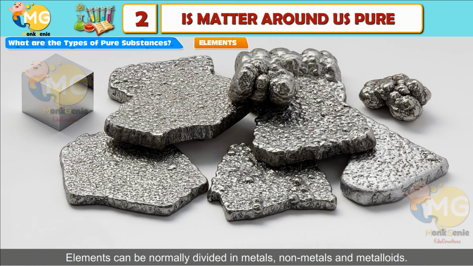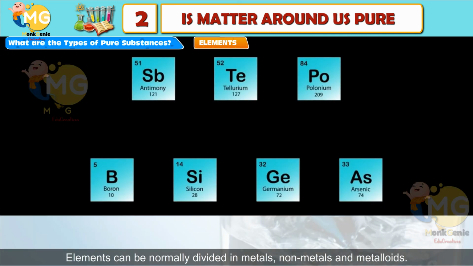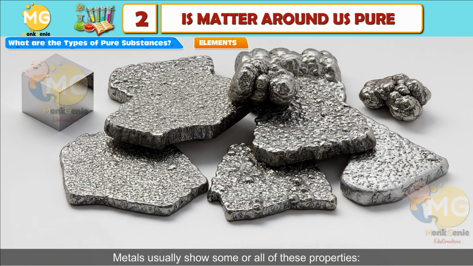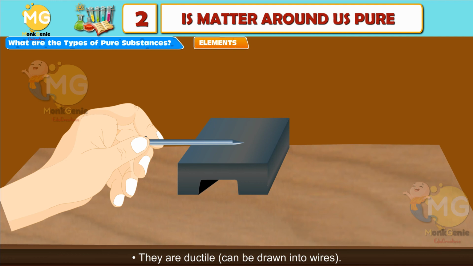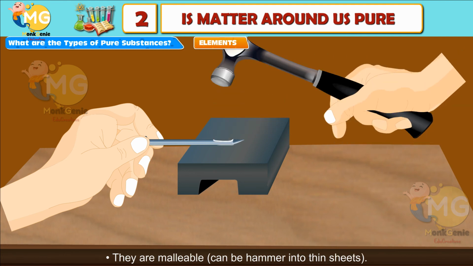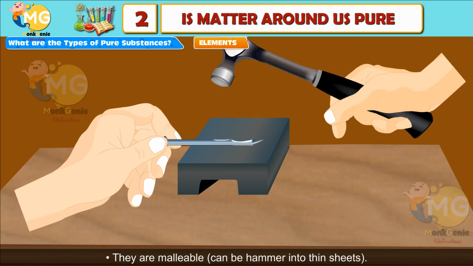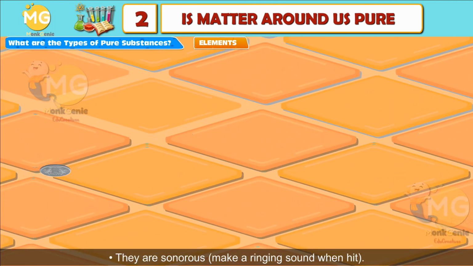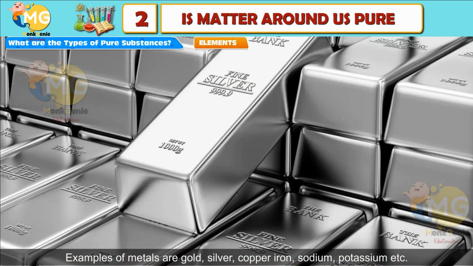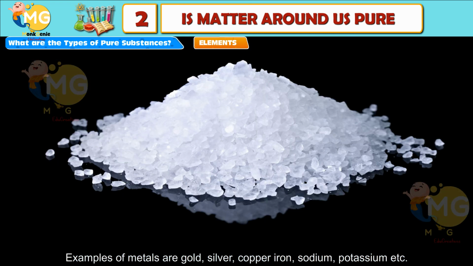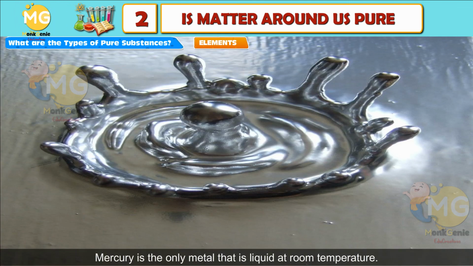Elements can be normally divided into metals, non-metals, and metalloids. Metals usually show some or all of these properties. They have a luster, shine. They have silvery grey or golden yellow color. They conduct heat and electricity. They are ductile, can be drawn into wires. They are malleable, can be hammered into thin sheets. They are sonorous, make a ringing sound when hit. Examples of metals are gold, silver, copper, iron, sodium, potassium, etc. Mercury is the only metal that is liquid at room temperature.